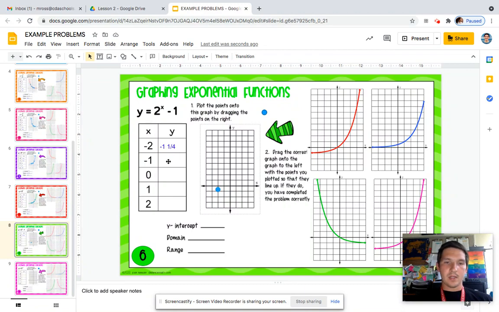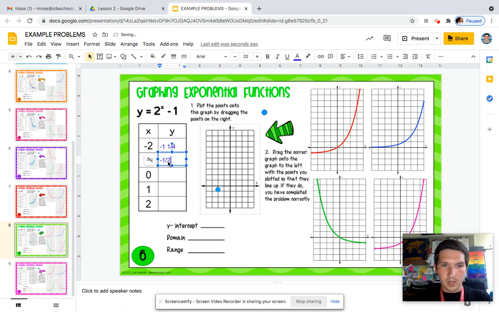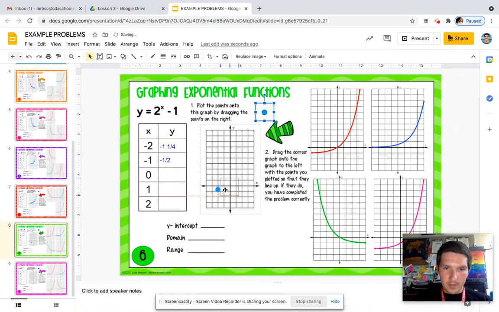Anyways, 2 to the -1 is going to be 1 over 2, minus 1 is actually going to be -1/2. So we can grab this point when x is -1, y is -1/2. So I'll probably put it right there.